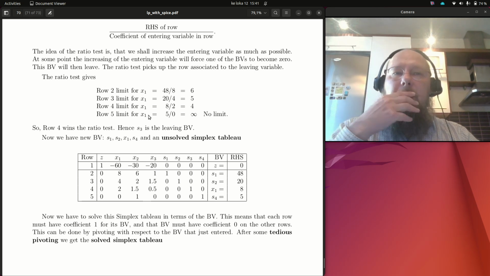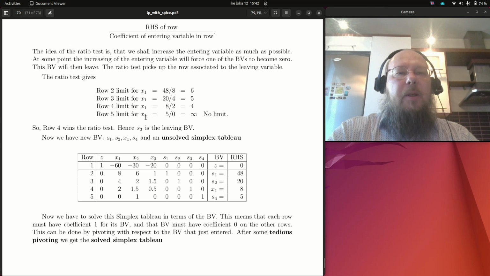Row 3, the ratio test is 20. That's the right hand side, that's the number of slack there is, really. And each unit of x1 increases 4 units. So 20 divided by 4, which is 5, is the limit that this row gives. Row number 4, there is 8 units of slack. So that was the S3 in the previous table. And there is 2 here, so it's 4.